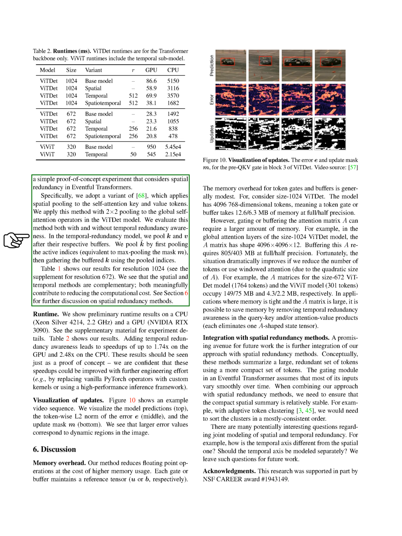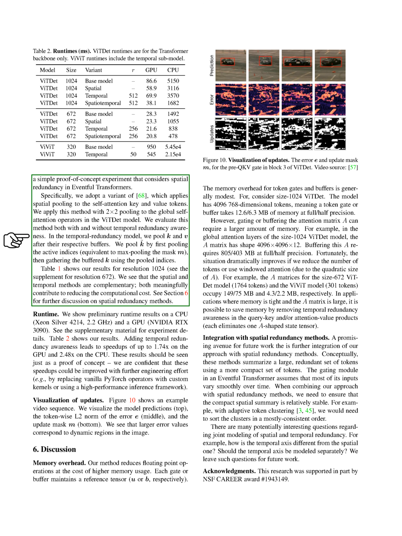To do this, we're going to use a modified version of a method that applies spatial pooling to the self-attention key and value tokens. We'll apply this method, using a 2x2 pooling, to the global self-attention operators in the ViTDet model. We'll then evaluate this method, both with and without the awareness of temporal redundancy. In the model that is aware of temporal redundancy, we pool the key and value tokens after they've been buffered. We pool the modified key token by first pooling the active indices, which is the same as max pooling the mask, and then gathering the buffered key tokens using the pooled indices.